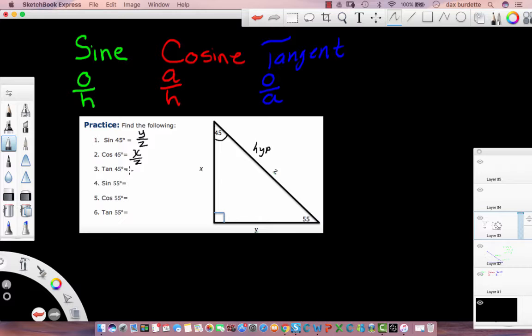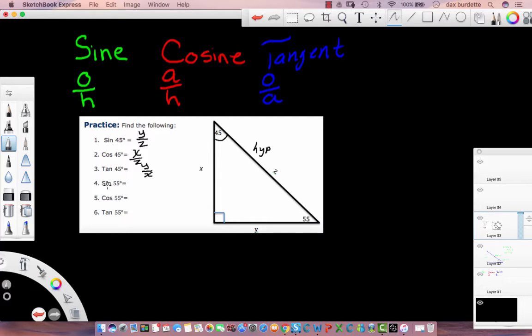Okay? Tangent 45 degrees. The tangent ratio says we put the opposite side over the adjacent side. So we're also looking from 45, this reference angle is 45 degrees. So the opposite side would be opposite to the 45 degree angle. We're looking across from here, which is opposite, would be y. Over the adjacent side, once again, x is still the adjacent side to the reference angle.